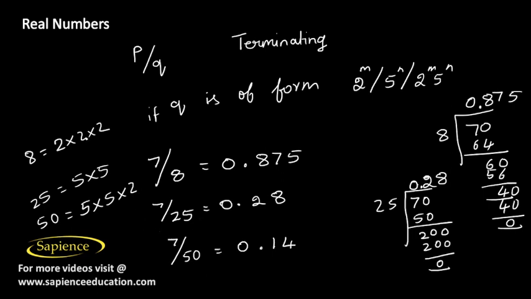Okay, so when a fraction is of the form p by q and q's factors are 2, 5, or only 2 and 5, then the decimal will be terminating. Now what are the conditions for non-terminating decimal?